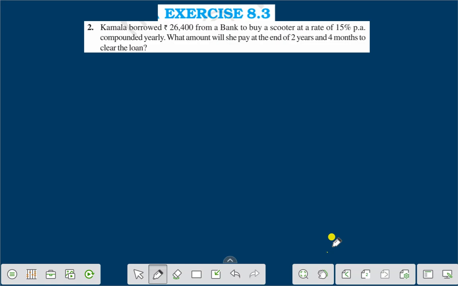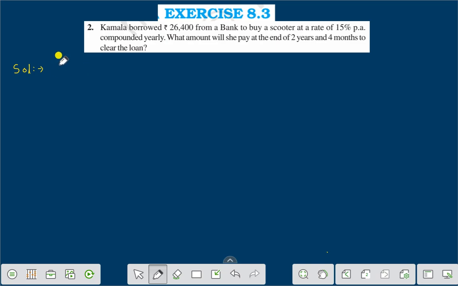How to calculate? The amount for 2 years and 4 months can be calculated by first calculating the amount for 2 years using the compound interest formula, and then calculating simple interest for 4 months on the amount obtained at the end of 2 years. Let us first find the compound interest for 2 years, right?